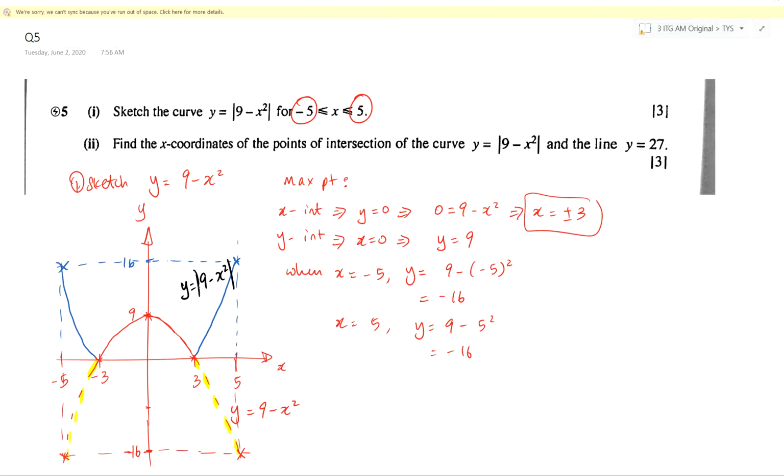Find the coordinates. Make sure you label the important points in your graph. In this case, because I indicated very clearly where these points are, I do not need to write the coordinates. But if you don't have dotted lines to help you, make sure you state it very clearly. Negative 5, 16, 0, 9, negative 3, 0, 3, 0, as well as 5, 16.